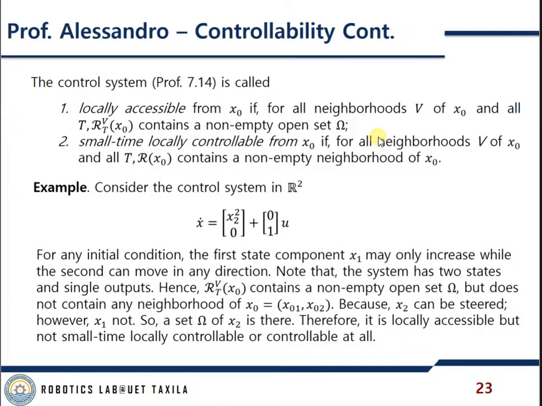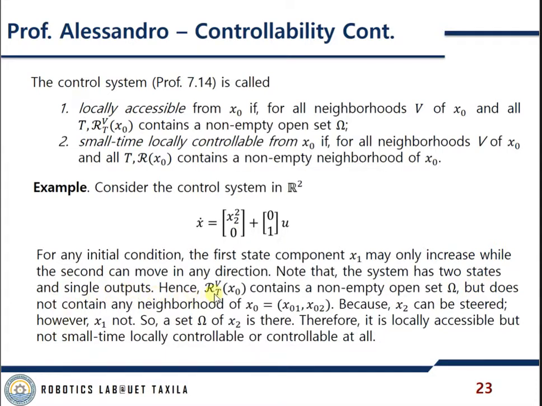So let's discuss with an example. Consider the control system in two dimensions. For any initial conditions, the first state component x1 may only increase. We cannot design any control input to contain it. But the second can move in any direction, so we can move it in any direction. Note that the system has two states and a single input.